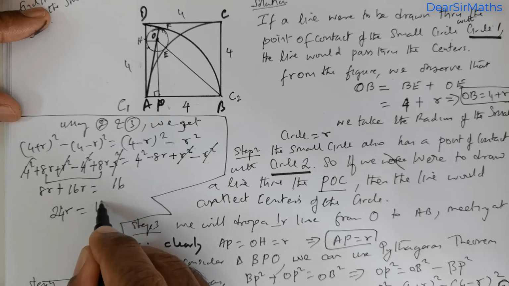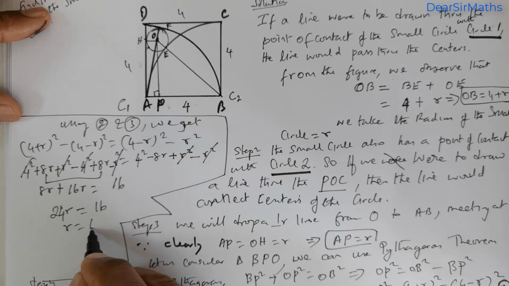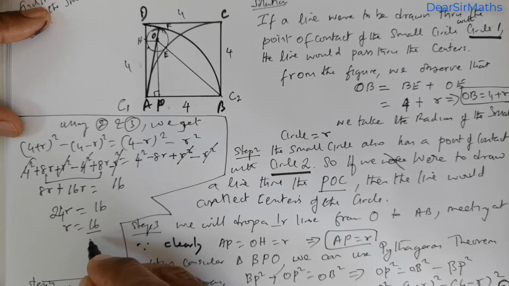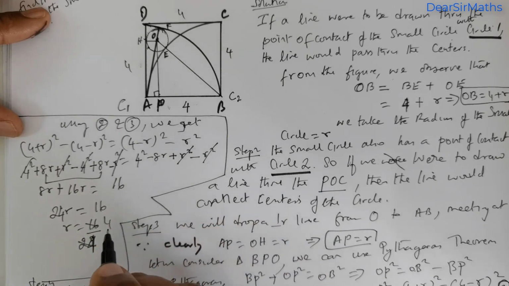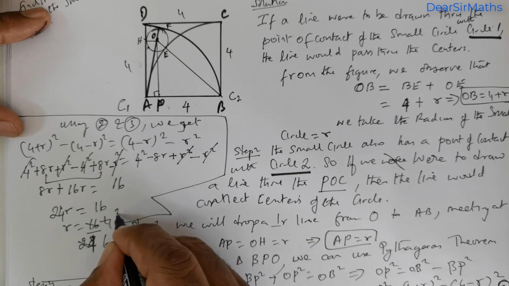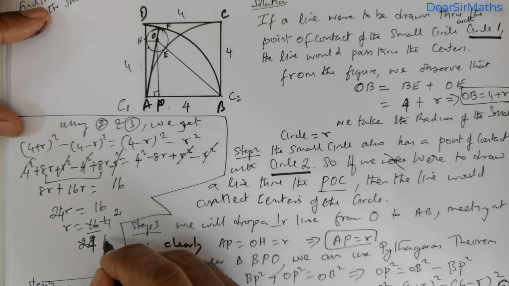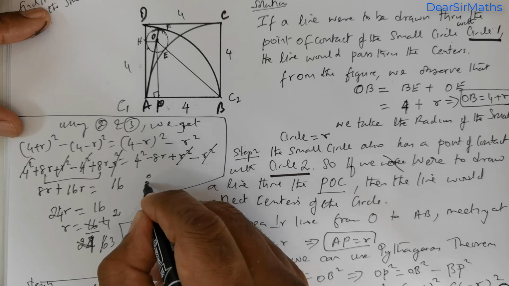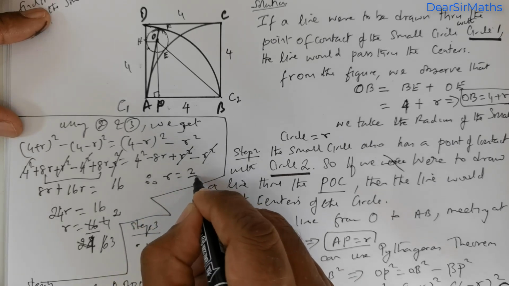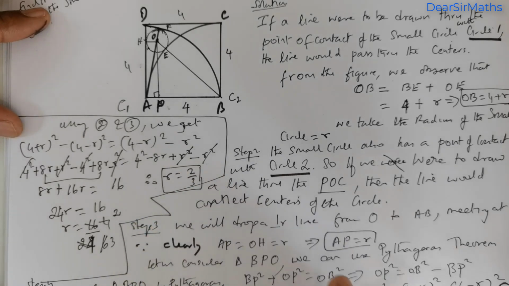R is equal to 16 divided by 24, right? So 4 will divide here, 6 4s are 24, 4 4s are 16. Again 2 will divide here, 2 times 2 will divide here 3 times. So the value of r is 2 over 3, right?